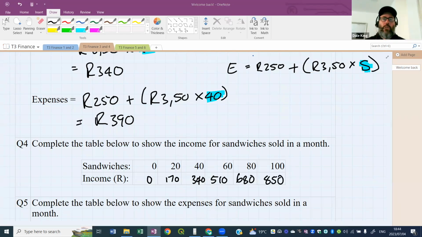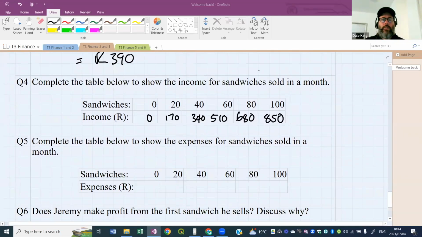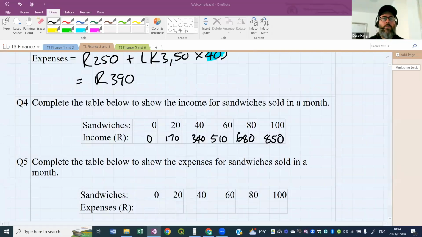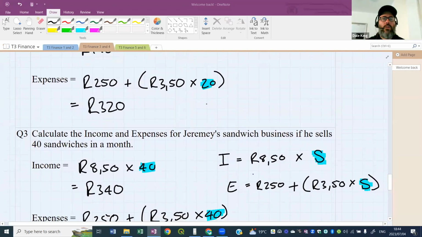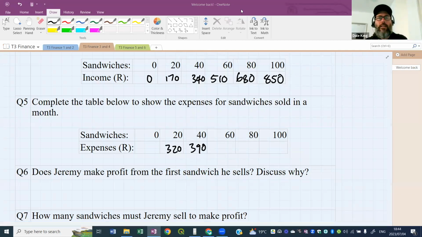Who would like to help me with the expenses table, please? Somebody? Anybody? You just have the equation on your calculator and you just change the numbers. I've got numbers for 20 and 40. For 20, it was 320 and 390. All right. So I've got 320 Rand for 20 and 390 for 40. Who would like to help me? Somebody out there, please? Guys, please don't make me do the work. You're all going to make me do the work.